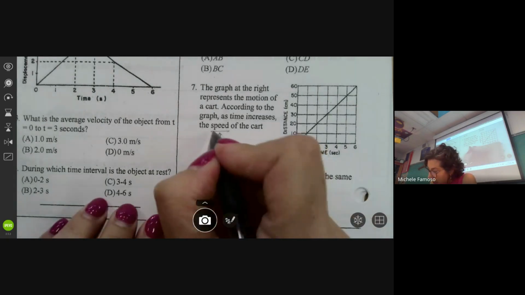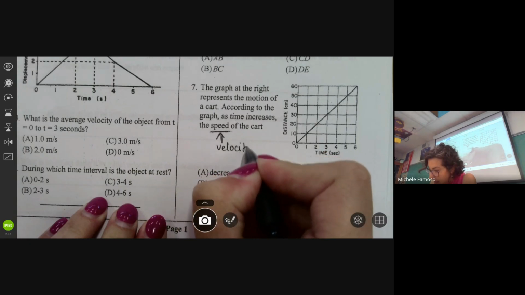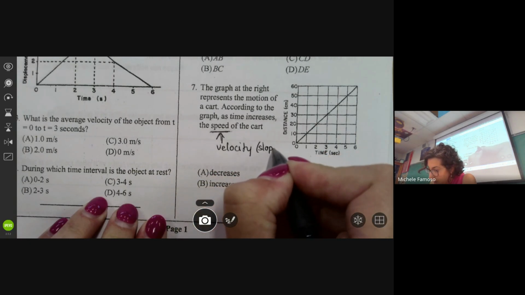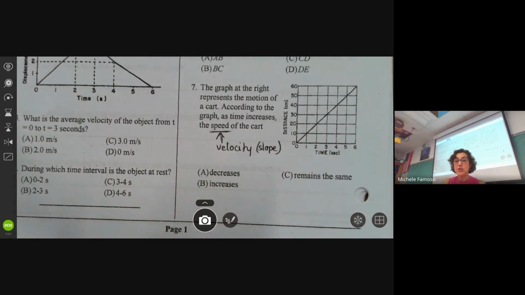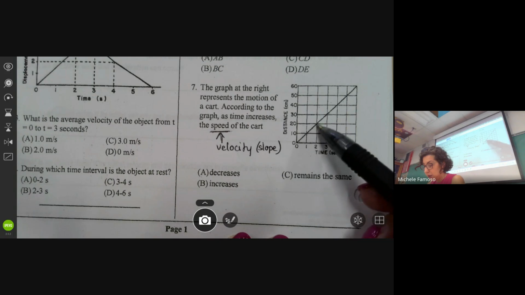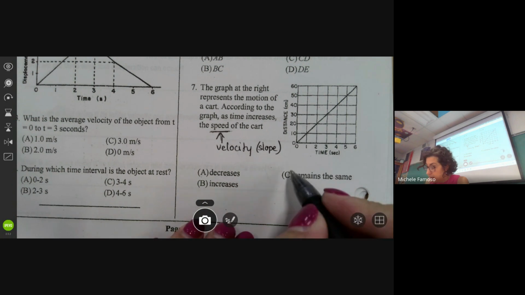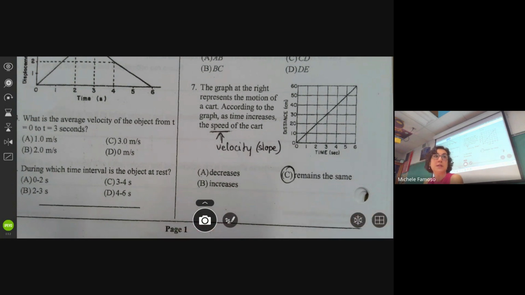The speed would be found by, like velocity, which is the slope. The magnitude of the velocity is our speed. So look at the slope. Look at the slope here, here, here. That steepness does not change as the time goes on, which means that the speed is constant. Remains the same.